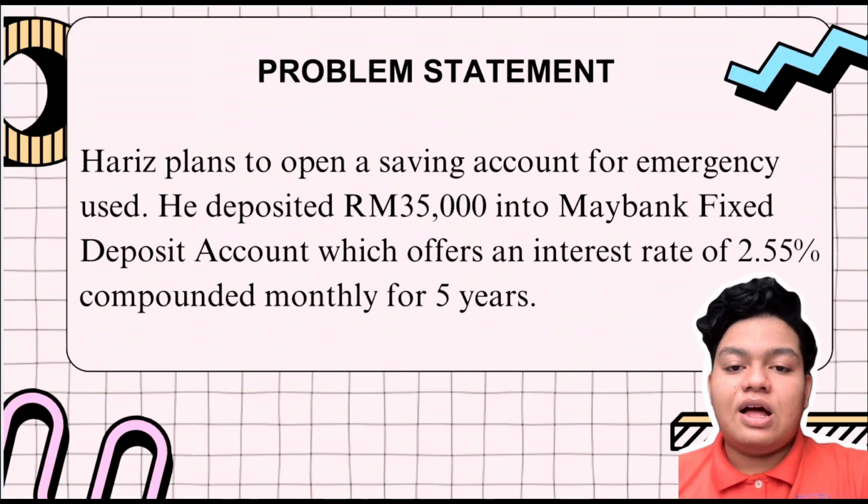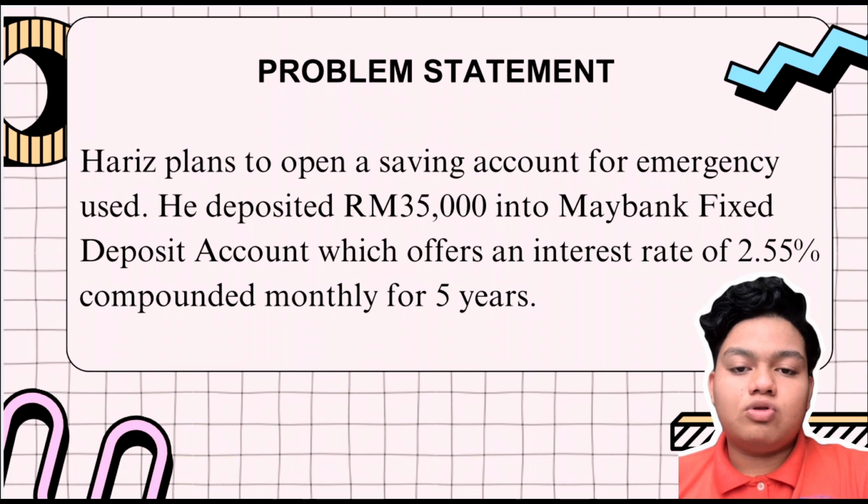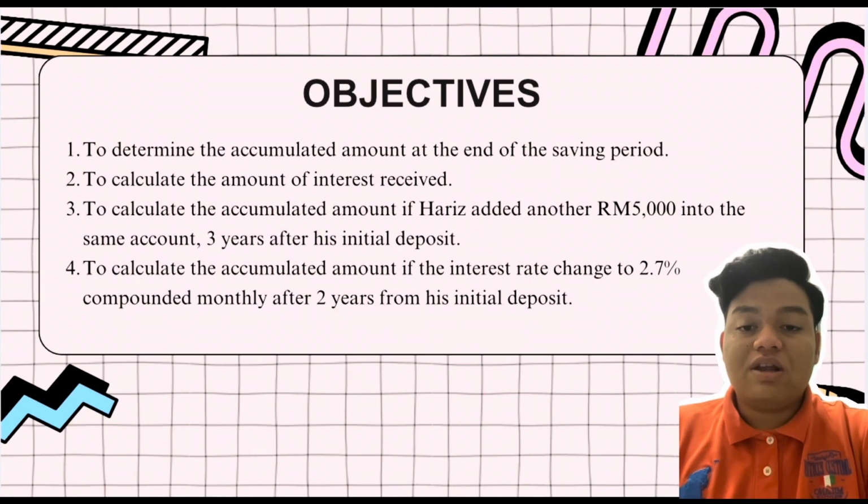For the problem statement, Haris planned to open a savings account for emergency use. He deposited RM3,500 into a Maybank fixed deposit account, which offers an interest rate of 2.55%, compounded monthly for 5 years. Now let's move to the objectives.